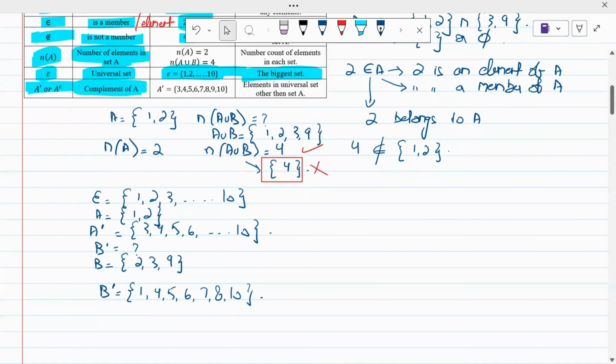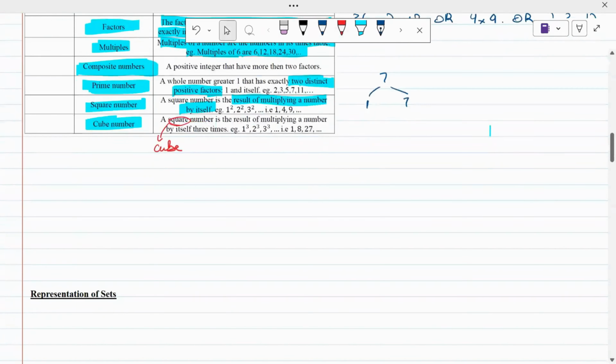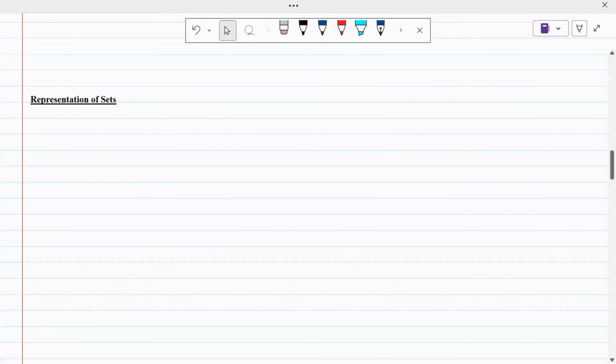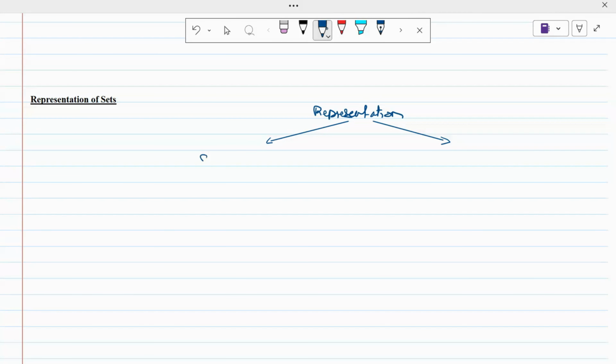So this was all about the symbols to be used in sets. Okay, and last thing, representation of sets. When we say representation of sets, we have two different forms of sets. The first form is called set builder form, and the second one is the tabular form.